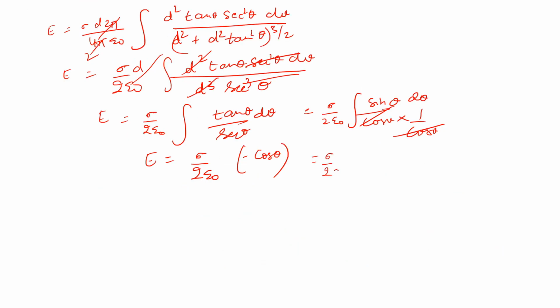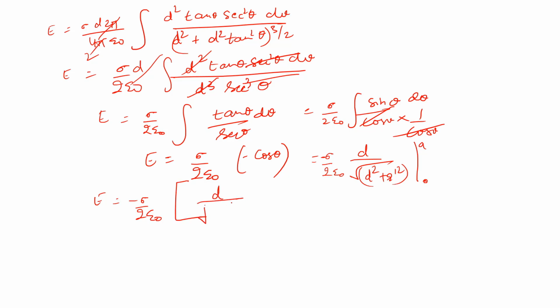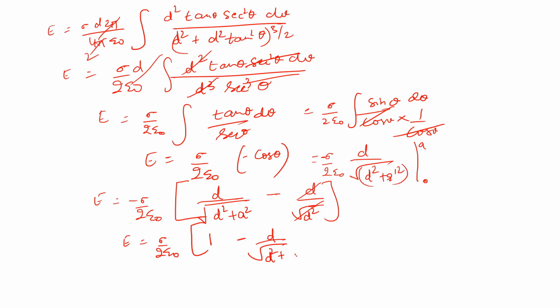Sigma upon 2 epsilon naught, cos theta, minus sign is here. Cos theta is d upon under root d square plus r dash square. And this is varying from 0 to a. So E is equal to minus sigma upon 2 epsilon naught d upon under root d square plus a square. And then again, if you put 0 here, this will become d under root d square plus 0 square. So this will cancel 1. So E is equal to sigma upon 2 epsilon naught times 1 minus d under root d square plus a square.